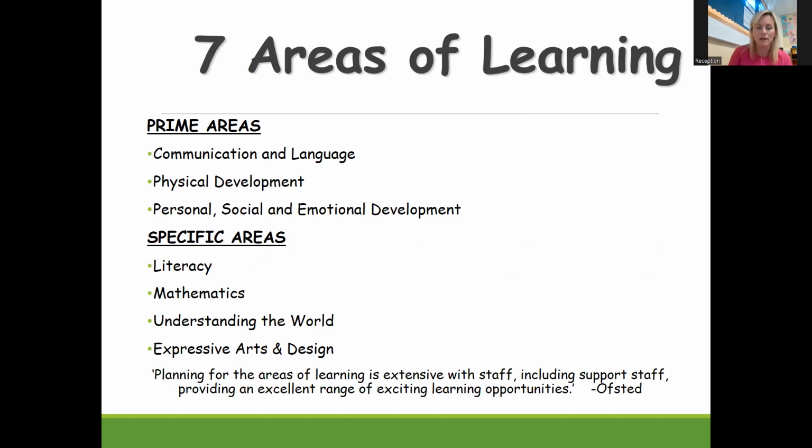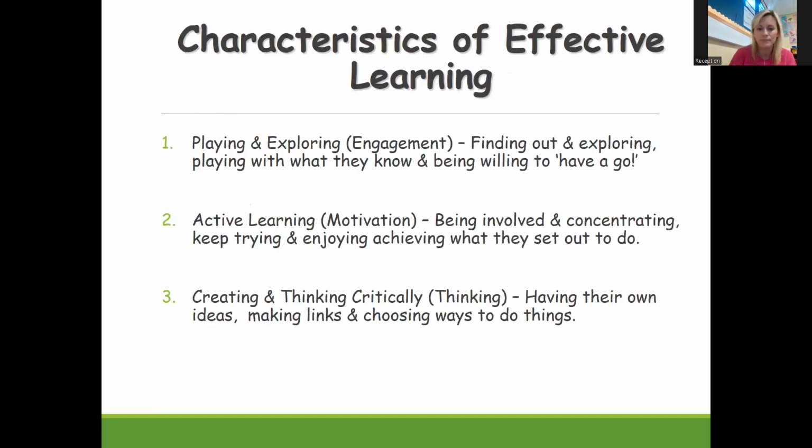So the 7 areas of learning within the early years curriculum. We have 3 prime areas, as you can see there: communication and language, physical development, which also involves fine motor skills, holding pencils and tools and things like that, personal, social and emotional development. So they're the 3 key areas really. And then specific areas as well. We've got literacy, mathematics, understanding the world, and expressive arts and design. So that's our early years curriculum, which is different than the curriculum in other year groups.